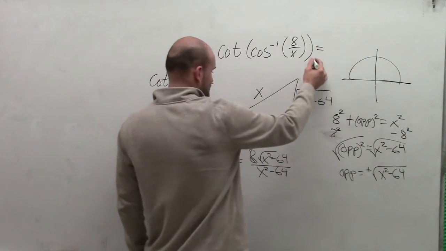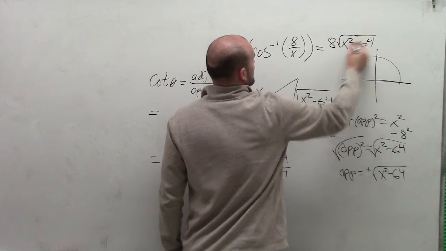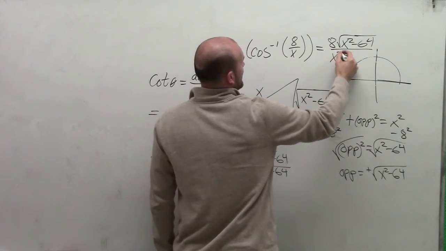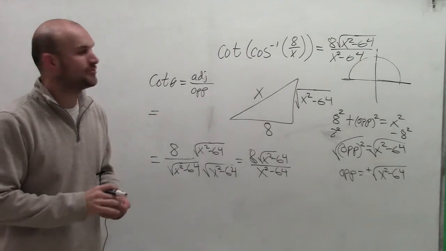So the solution is going to equal 8 times the square root of x squared minus 64 all over x squared minus 64. So there you go, ladies and gentlemen. Hope you enjoyed. Thanks.